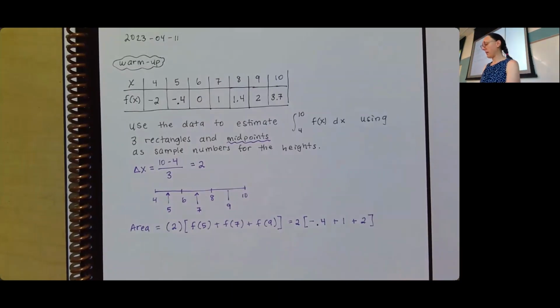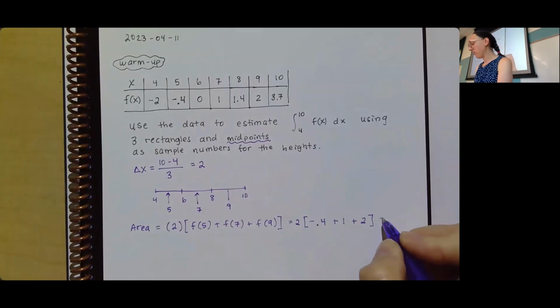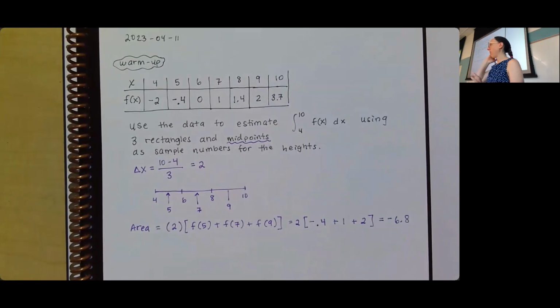So I'm looking at negative 3.4. And then I'm multiplying that by 2. I think I get negative 6.8. Is that what other people got? Before I move on, questions about this one?